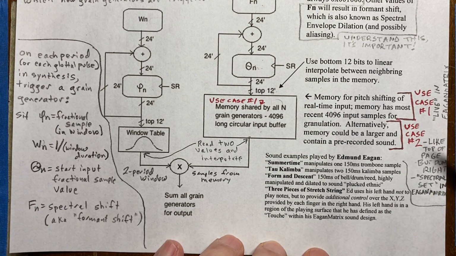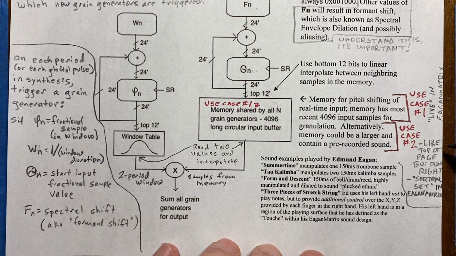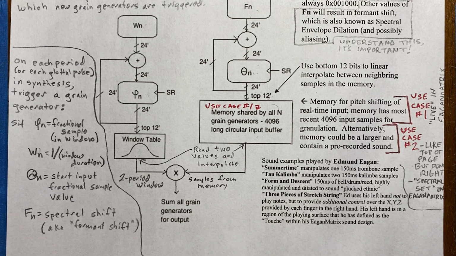The one that's more commonly used and a little bit easier is use case 2, where you have a pre-recorded snippet. So that's more like at the top of the page, but in the Eagan matrix, you just get a choice of some pre-recorded snippets, and they're only 150 milliseconds long, so they're very short. And what you're going to do then is granulate different parts of those snippets and hopefully get some good effects.